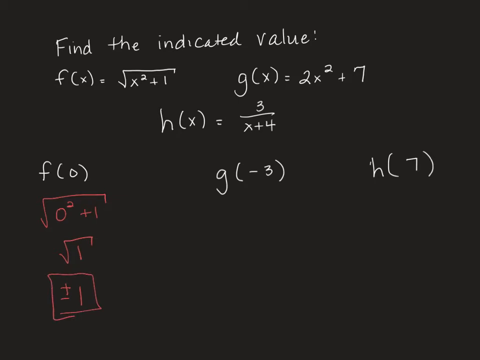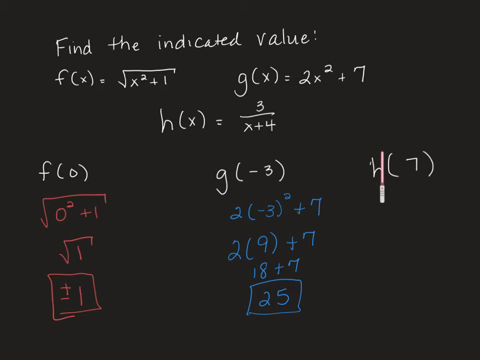In g of negative 3, I'm going to go to my g function, and I'm going to plug it in. And I'm going to say 2 times negative 3 squared plus 7, and we're going to solve. That's 2 times 9 plus 7, 18 plus 7, and that is, what is that? That's 25. Okay, and there's my answer.